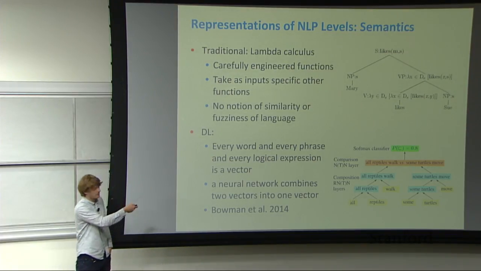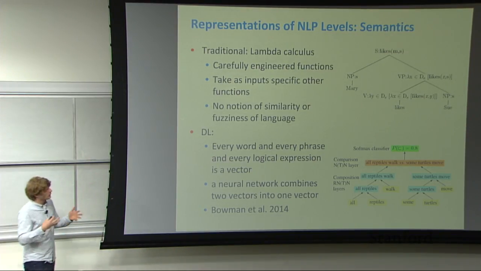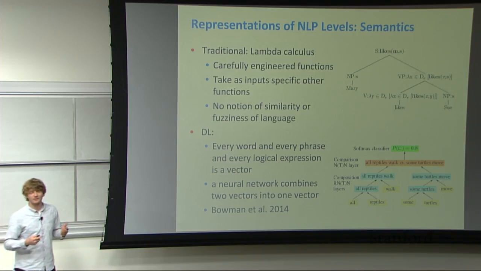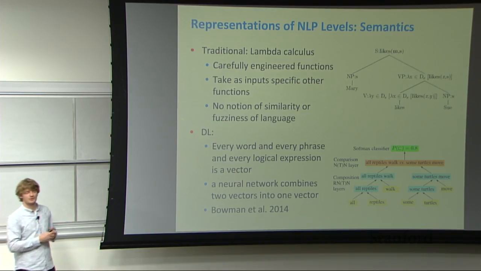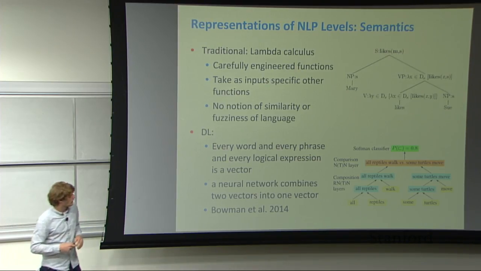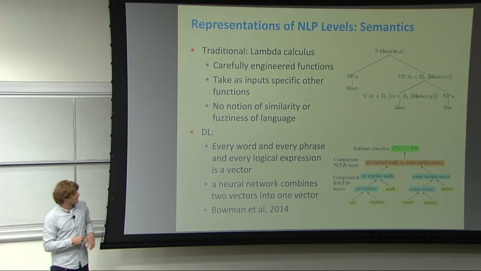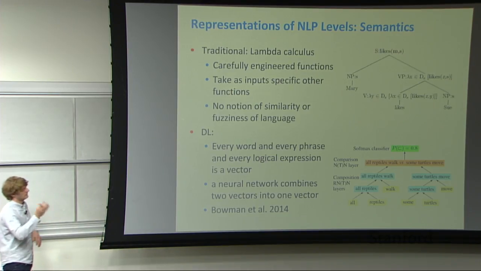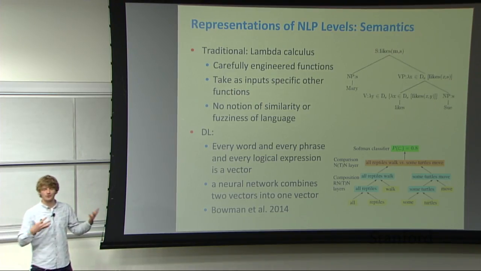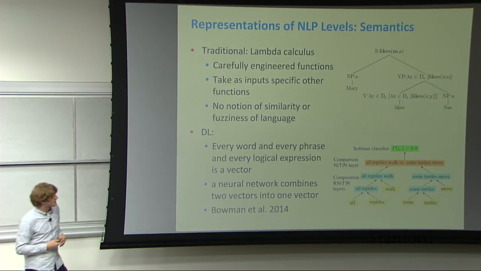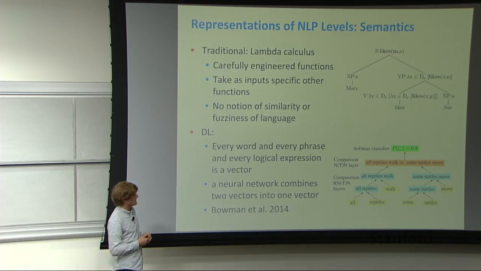And it'll just give you a probability for whether these two are in a specific logical relationship, like one entails the other, or one is contradictory to the other, or you can't make a distinction, like all reptiles walk and John likes to. There's no relationship between the two.